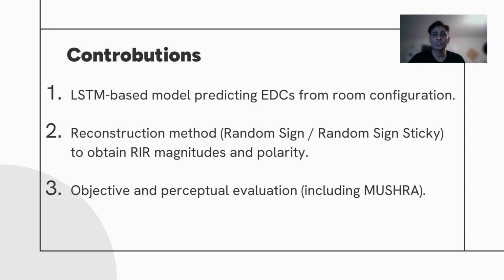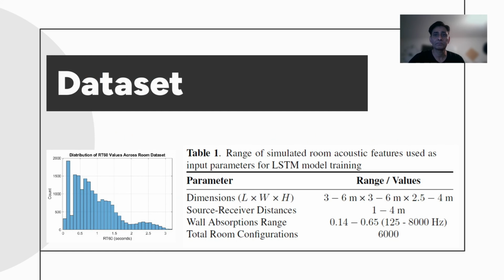Our main contributions are: first, we propose an LSTM-based neural network that predicts energy decay curves given only room geometry, source and receiver positions, and average absorption coefficients. Secondly, we introduce two reconstruction approaches, random sign and random sign sticky, to recover the polarity of RIR. And third, we evaluate the system both objectively and perceptually, including a full Mushra listening test.